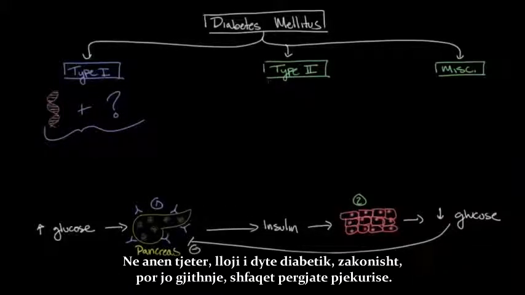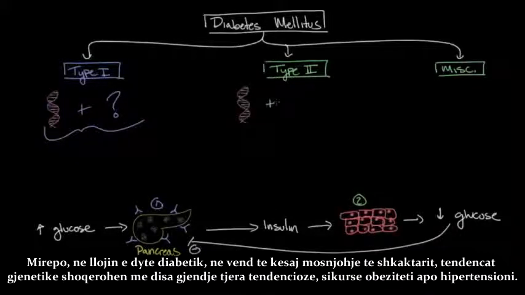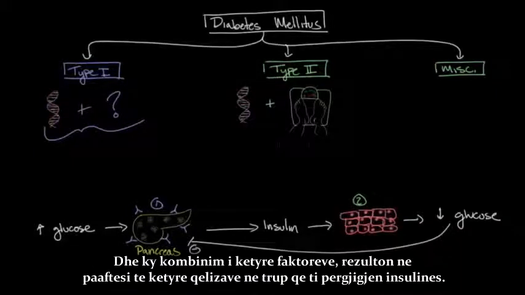On the other hand, type 2 diabetes typically, although not always, presents during adulthood, and it's even more strongly associated with a genetic predisposition. But in type 2 diabetes, instead of this unknown trigger, the genetic predisposition is accompanied with other predisposing conditions such as obesity or hypertension. And this combination of factors results in an inability of these cells throughout the body to respond to insulin.